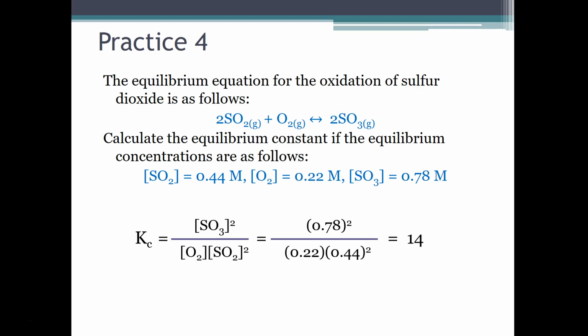Okay, so the equilibrium expression, K sub C, is the concentration of sulfur trioxide squared divided by the concentration of oxygen times the concentration of sulfur dioxide squared. And when you plug in the values, you get an equilibrium constant of 14.